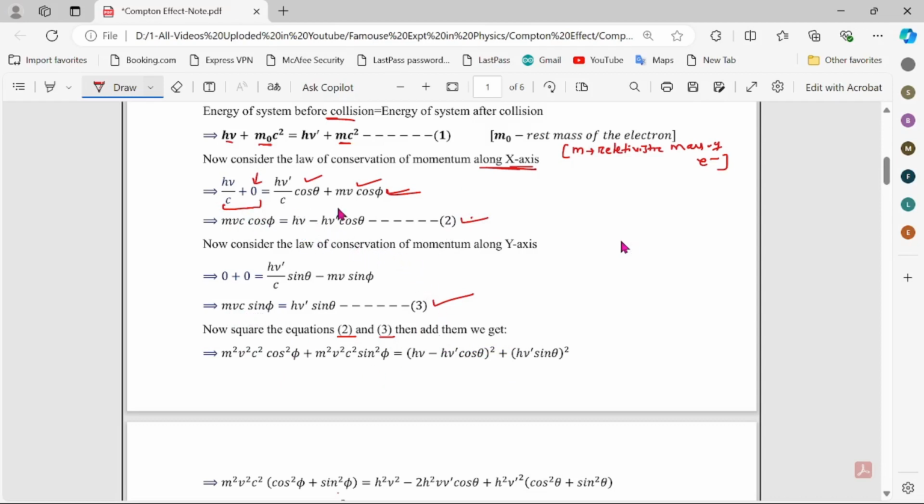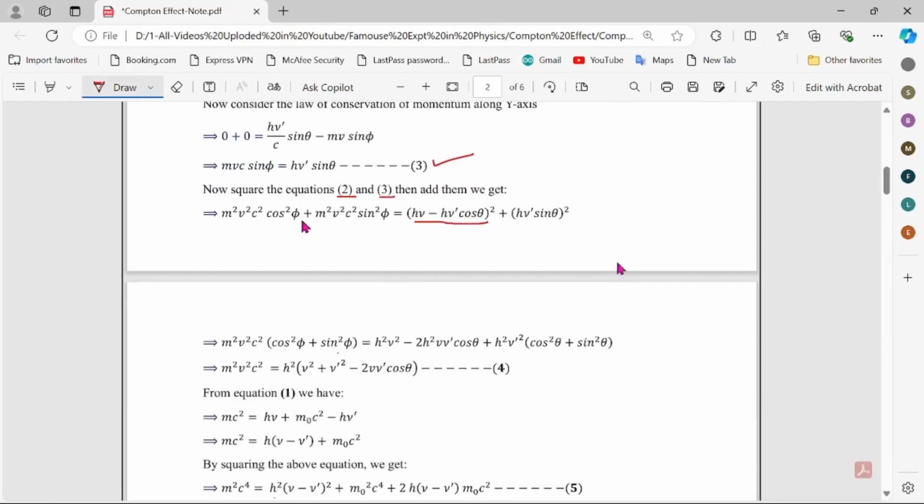And this side if I square, then it will be (h mu minus h mu dash cos theta) square, and here this will be (h mu dash sin theta) square. Okay, here you can see from these two terms I can take common m square v square c square. So in bracket it will be cos square phi plus sin square phi. Here you can see I just consider the square of these two terms, that is h square mu square.